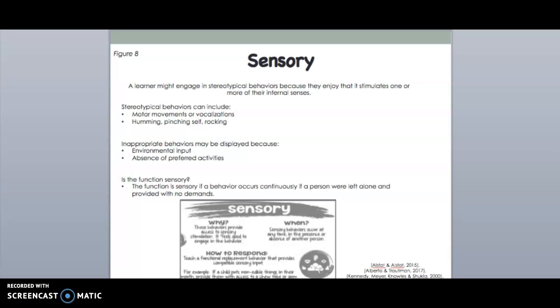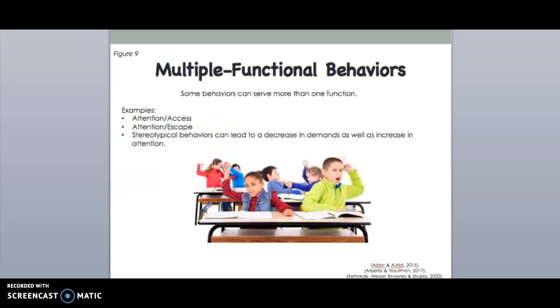Examples of sensory behaviors can include humming, hand flapping, slapping ears, flicking fingers, or rocking. Inappropriate behaviors may be displayed because there is too little or too much environmental input being experienced by the learner. This input can be visual, auditory, or physical. Stereotypical behaviors often occur when there is an absence of preferred or structured activities. The function of a behavior may be sensory if a behavior occurs continuously over and over again when the learner is left alone and provided with no demands for an extended period of time.